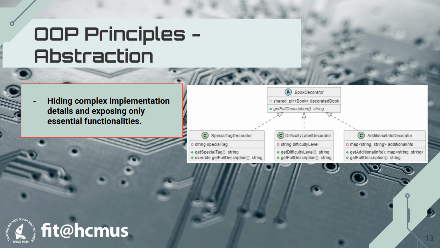And the last principle is abstraction. It is about hiding complex implementation details and exposing only essential functionalities. In the project, we have an abstract class, book decorator, which has an abstract method called getFullDescription, and the method is implemented by the derived classes: special tag decorator, difficulty label decorator, and additional info decorator. The 4 object-oriented programming principles help us reuse our code and provide easier maintainability and extensibility.